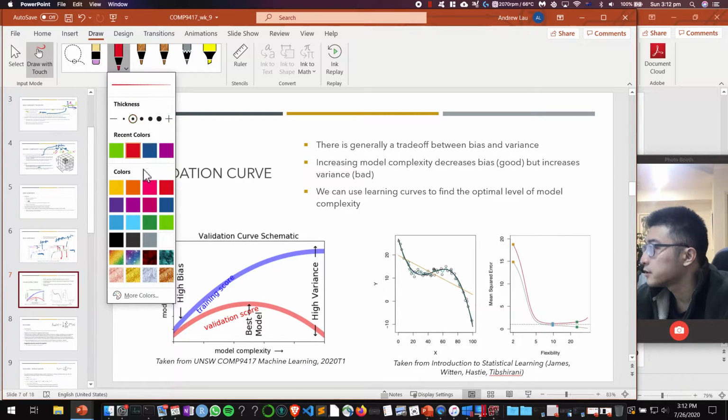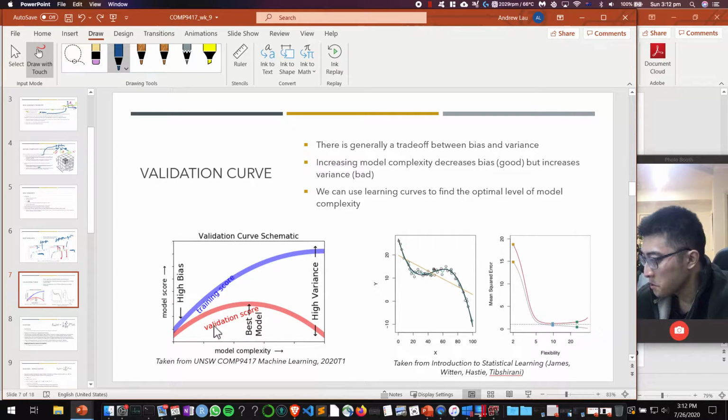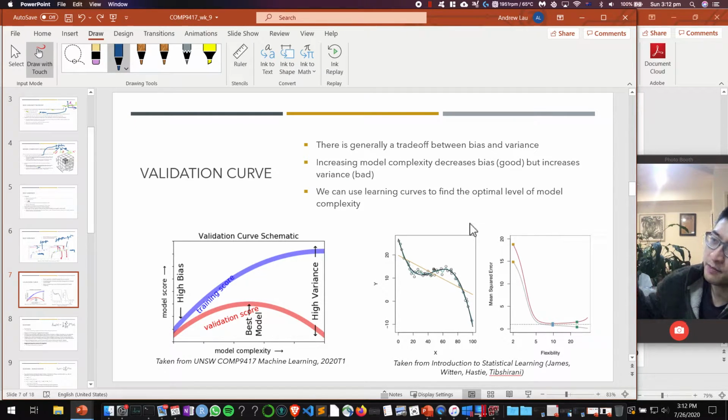validation curve. Now, validation curve. So yeah, typically we keep talking about this bias variance trade-off, right? So what is this trade-off? Typically when you increase the model complexity, your bias goes down, but this increases the variance. So as you increase model complexity, the bias keeps going down and down and down, but at the same time the variance keeps going up and up and up.